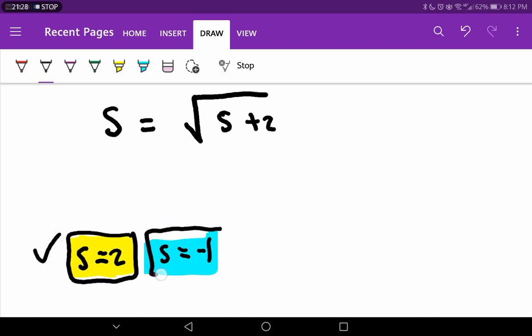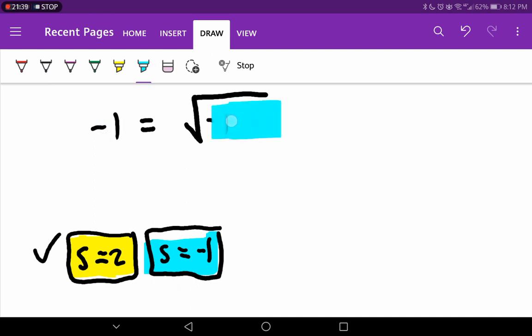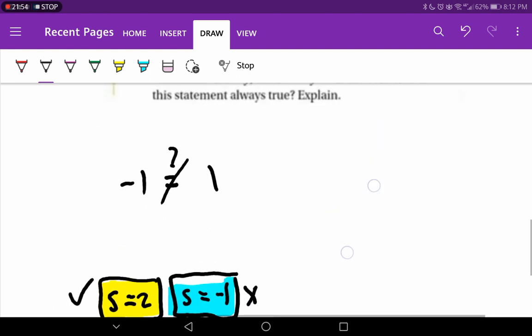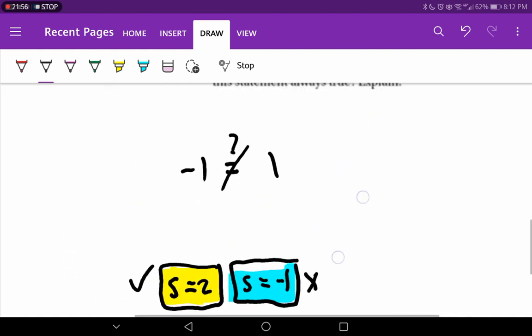Now let us try this. I will replace this by negative 1 and here by negative 1. Okay. Negative 1 plus 2, or positive 2, will give me 1. And the radical of 1 equals 1. And this is not correct. Yes, so this is not a solution. So this is called an extraneous solution. Are you happy with that?